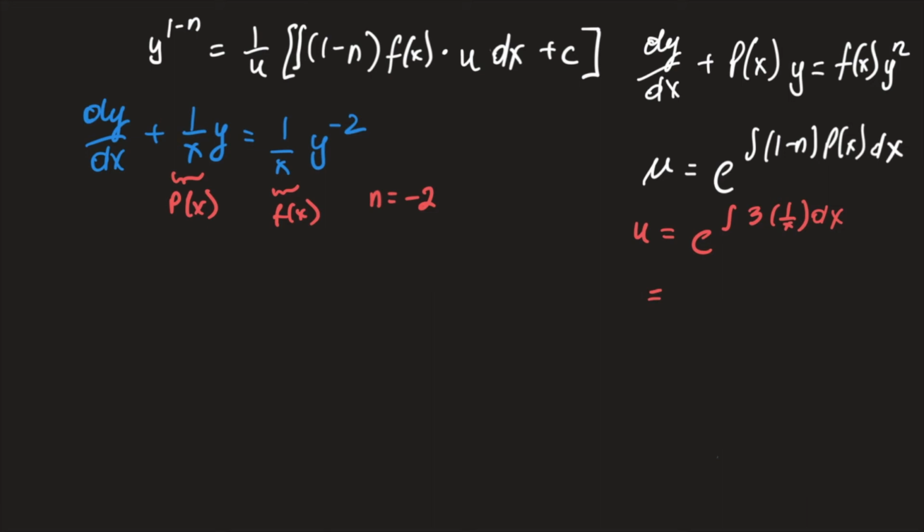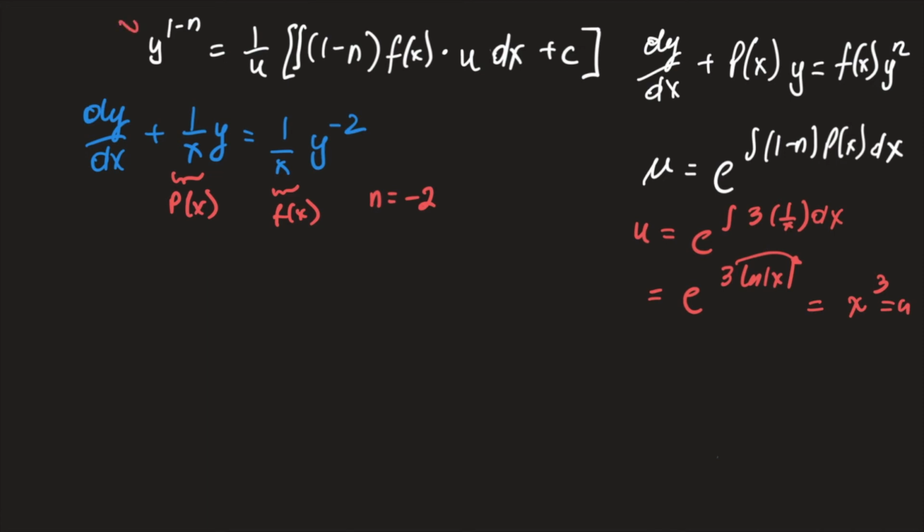That would give me e to the 3 natural log of x. And as before, we will move the 3 as a power. e and ln will cancel, leaving us with x cubed being my letter u here.